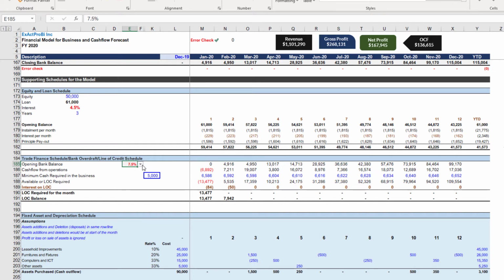So I have assumed here 7.5%, but you can always increase this percentage accordingly. So you can see here, you can increase up to 12%, right? And here also you can change the percentage according to your own arrangements with the bankers.